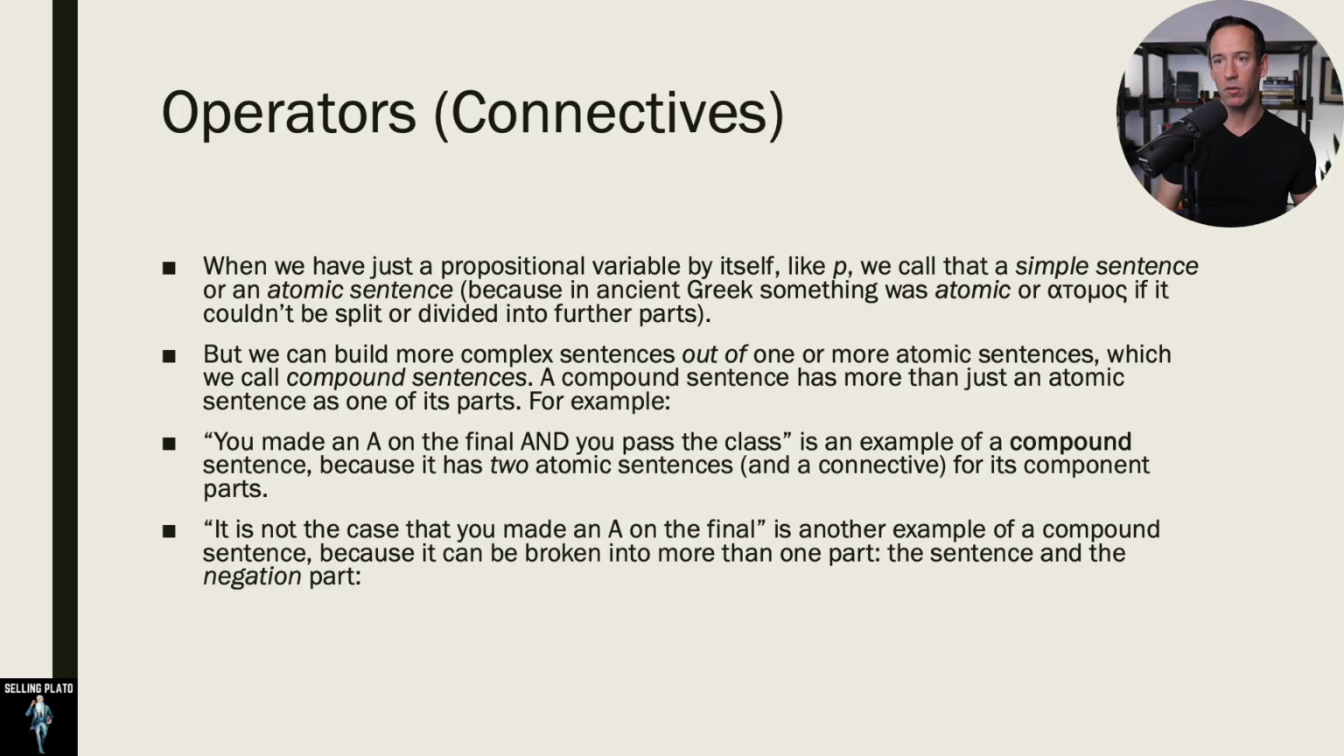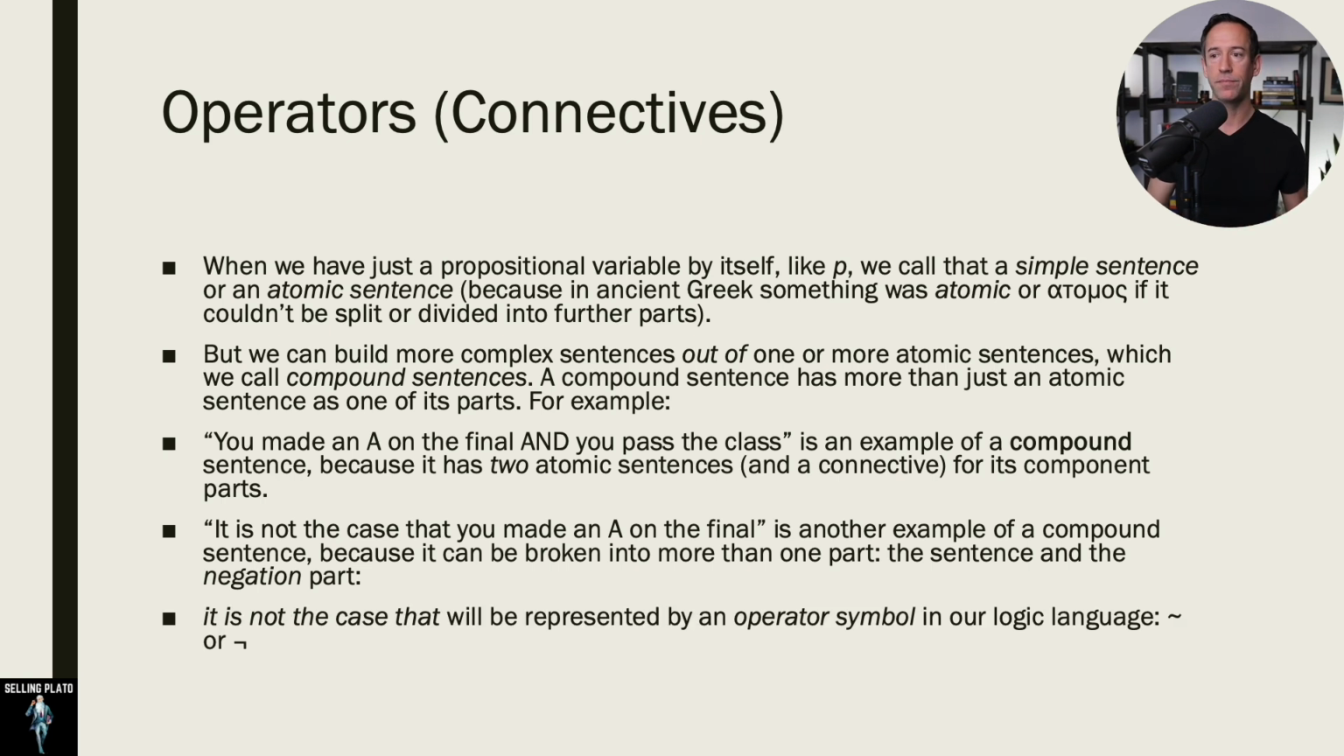Here's another example: it's not the case that you made an A on the final. That's another example of a compound sentence. And why? Because it can be broken into more than one part. You have the atomic sentence, but then you also have the negation part. So it can be divided, it can be split: the atomic sentence itself and also the negation part.